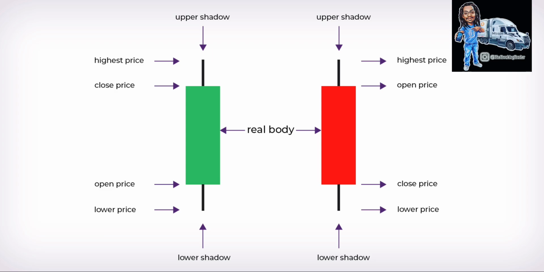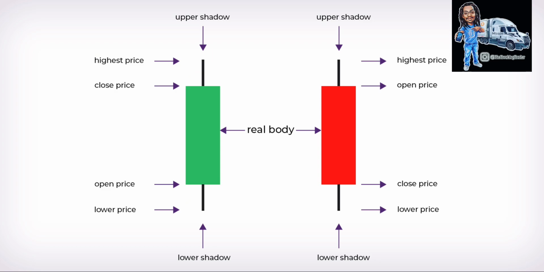So the opening price is going to be represented by the lower part of the body, and the closing price is going to be represented by the higher part of the body of that candle. The same thing with a bearish candle, right? It represents the same four things: the highest price, the lowest price, the opening, and the close of the candle. And the same thing is represented for the red candle as well.